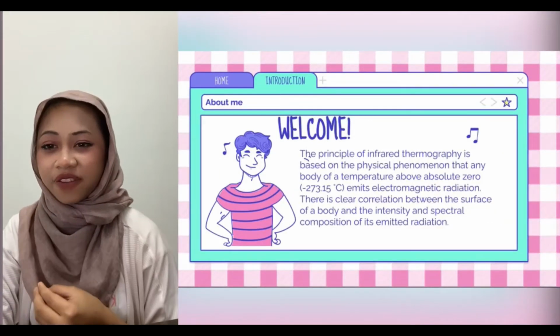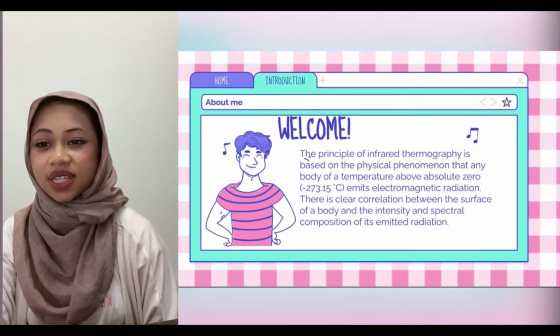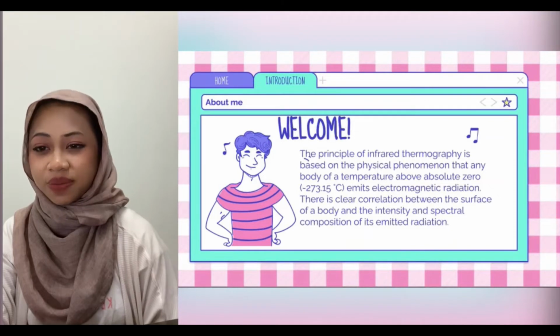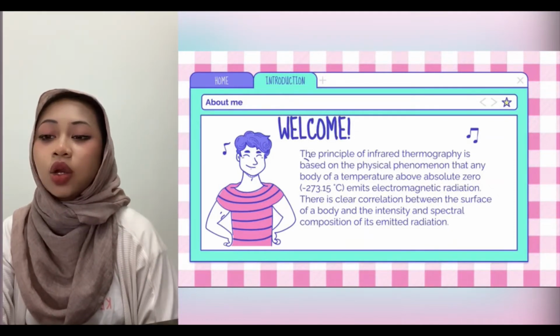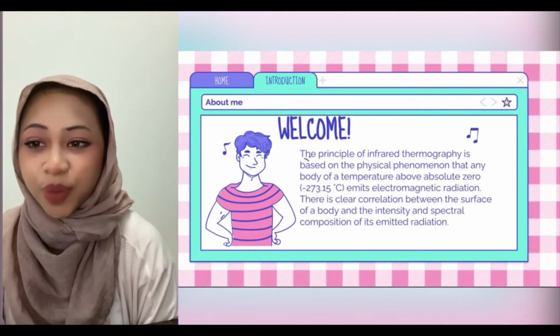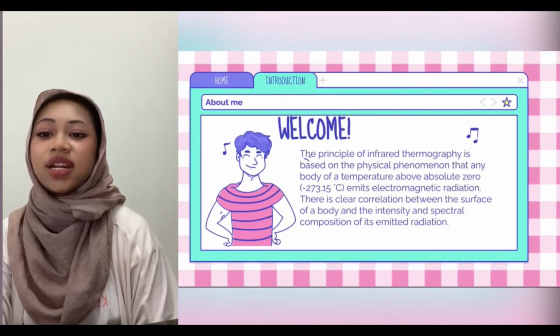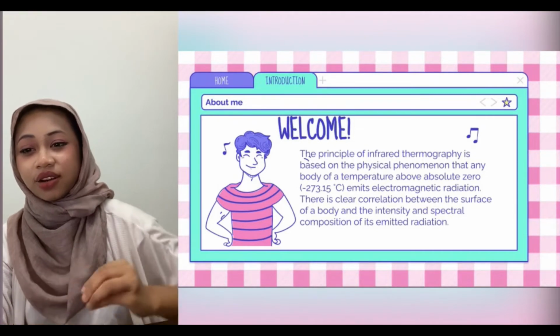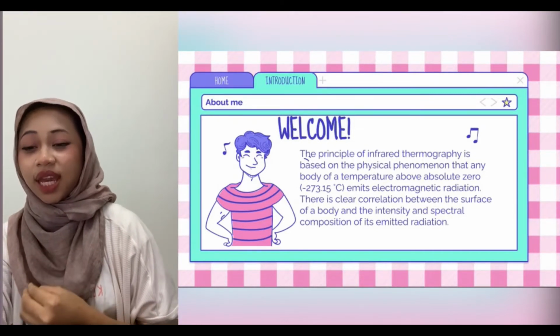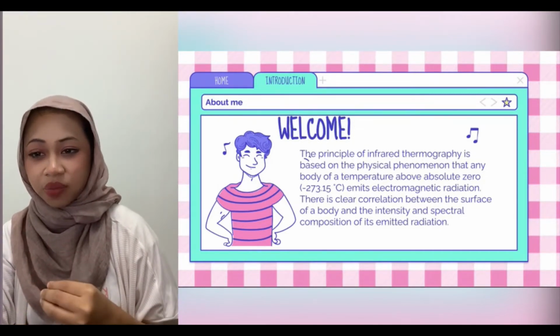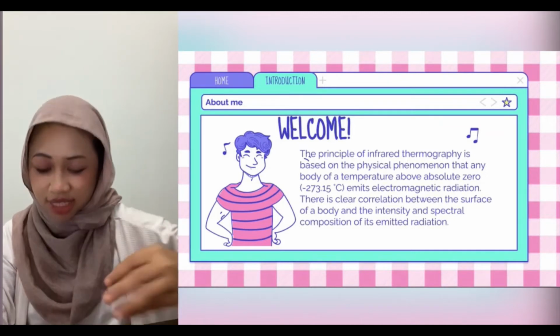The principle of infrared thermography is based on the physical phenomenon that any body of a temperature above absolute zero, which is negative 273.15 degrees Celsius, emits electromagnetic radiation. There is a clear correlation between the surface of a body and the intensity and spectral composition of its emitted radiation.